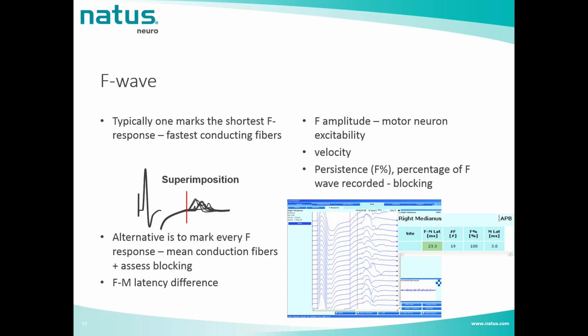So in conclusion, we have two main types of data recorded from this kind of study. One will only take into account the shortest fibers, and in this case we can have the F latency, F-M latency, the velocity, or we can choose to take the time to assess every single stimulation, and out of this we can also have the F amplitude and the F persistence.